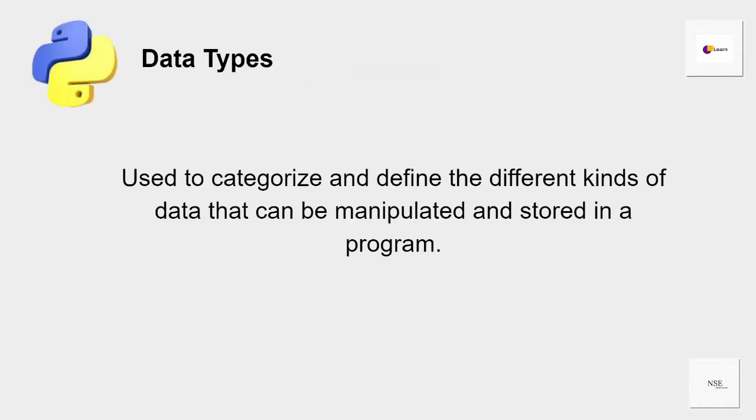What are data types? In programming, data types are used to categorize and define the different kinds of data that can be manipulated and stored in a program. Each programming language has its own set of data types. In this tutorial, our focus is Python. So let's see the data types in Python.